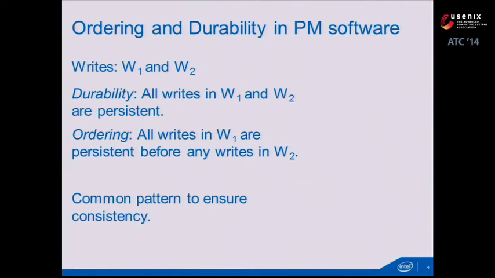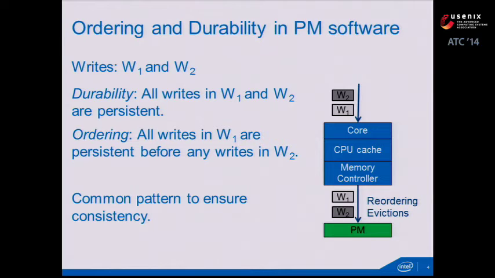Before I get into the specifics of YAT, let me give you a brief overview of the ordering and durability model that we assumed and that we proposed. Consider a piece of software that wants to perform two sets of writes, W1 and W2. The software wants to make all the writes in W1 and W2 persistent or durable. The software also wants to make all the writes in W1 persistent before any of the writes in W2. This is a very common pattern to ensure consistency in software such as file systems and databases. But as I just mentioned, it becomes complicated in persistent memory because the reordering and evictions are not in software control anymore.